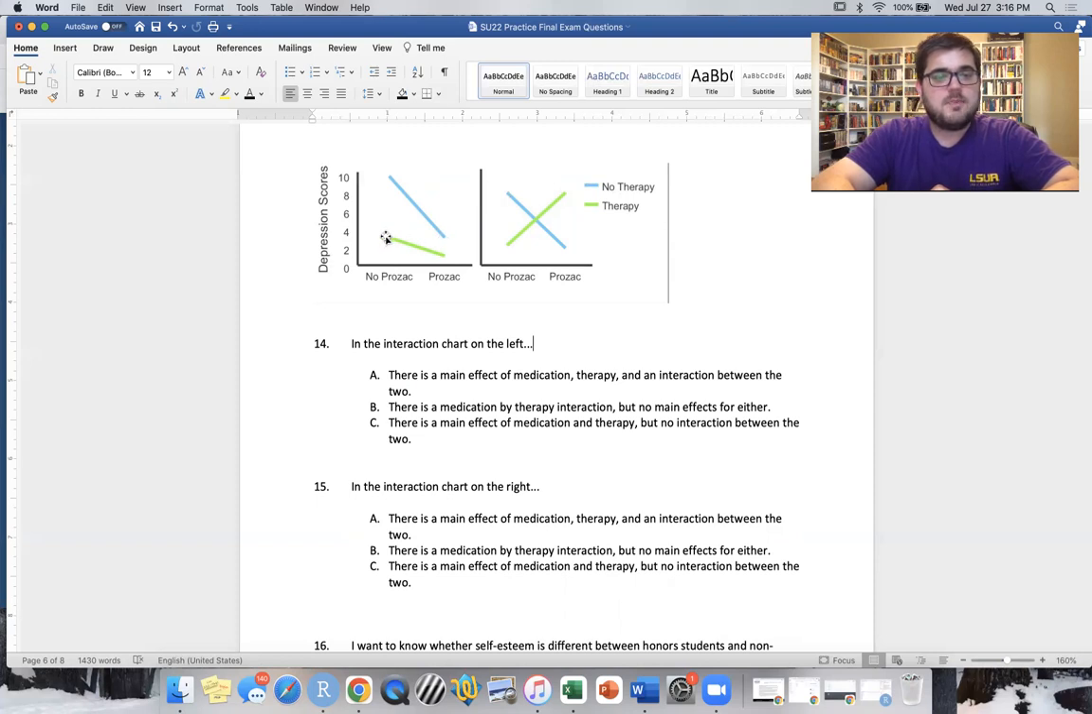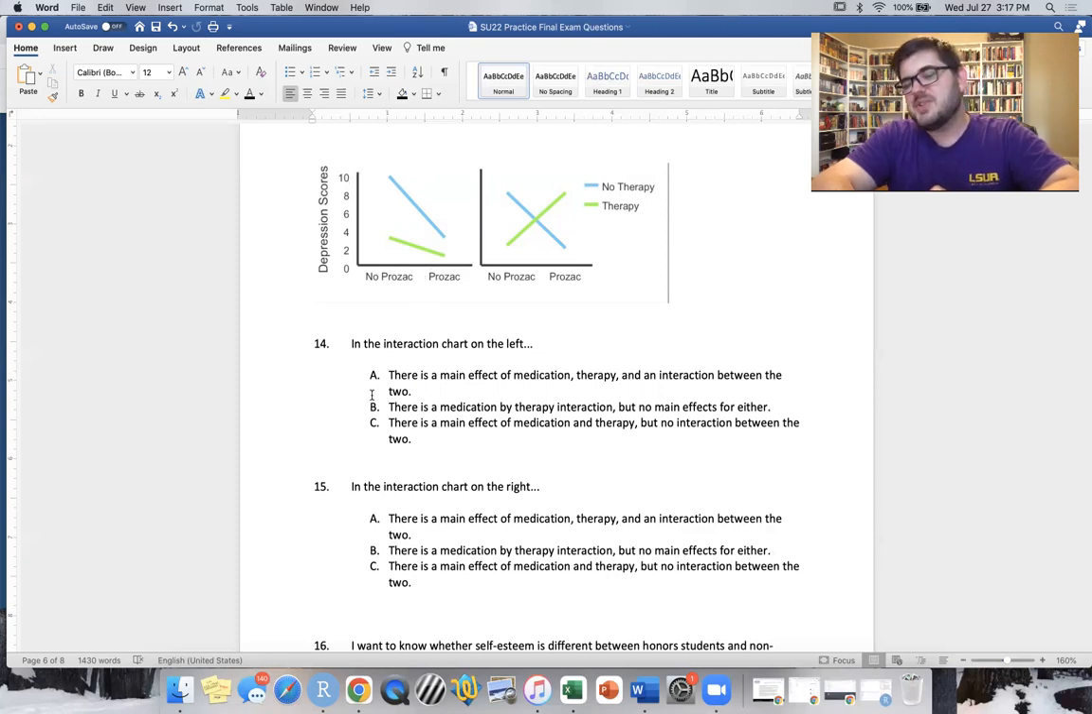For the therapy group, they start off lower than the no therapy group, and then the effect of taking Prozac does lower their depression, but not as much as the no therapy group. Those are 4 sample means right there. And to really answer this question, you'd need to see the ANOVA table and look at the p-values.